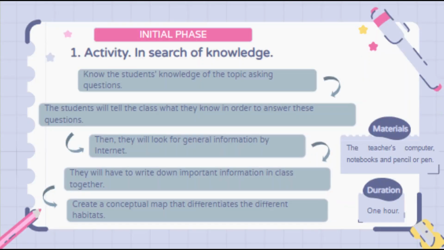In the initial phase, the first activity is named In Search of Knowledge. What interests us here is the students' knowledge of the topic. To do this, the teacher will ask questions about the topic that they have previously prepared to ask in class. The students will answer these questions with the information they know. Once the students' knowledge is known, they will look for general information on the internet. As they do this, they will have to write down important information in class, and together create a conceptual map that differentiates the different habitats. The material we will use here is the teacher's computer, notebooks, and pencils or pens. And this activity will be done in an hour.